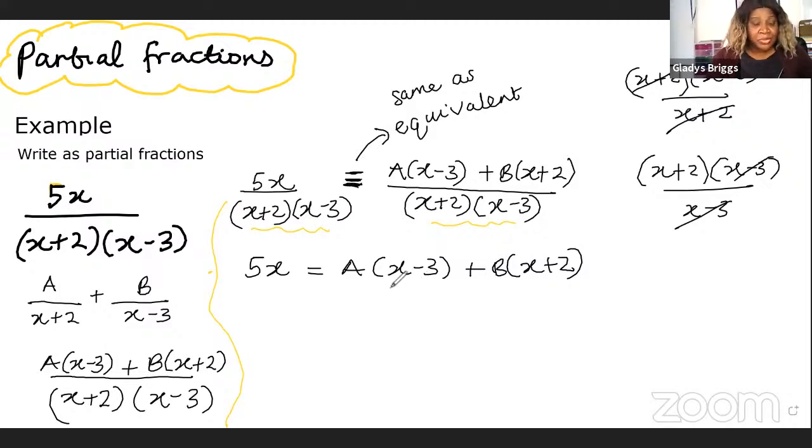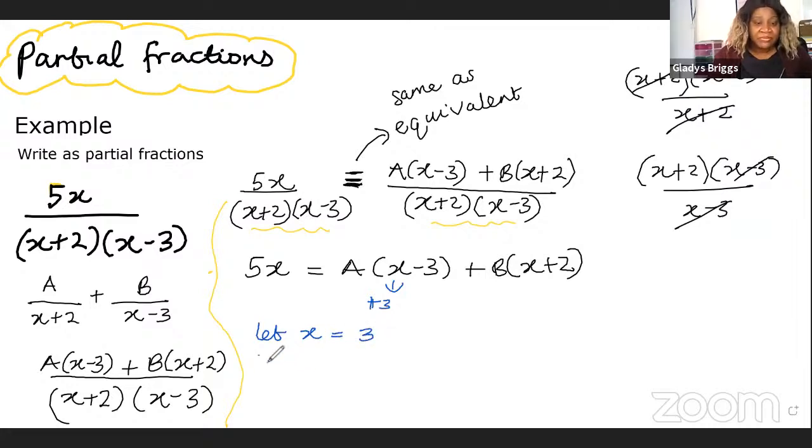So what you do now is you say, if you put plus 3 here, it will make this one 0. And when this one is 0, A will become 0. Then you can find B. Okay. So let's do that. Let x be equal to 3.